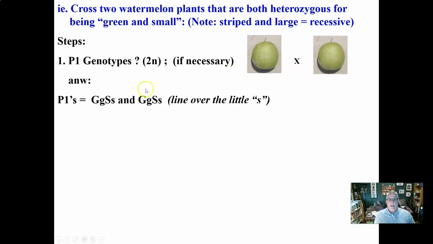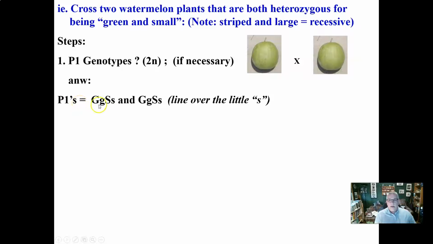So here's my scenario. Since both watermelons are heterozygous, each one is going to be big G, little g, big S, little s. Now, you have to have these in pairs. So the G's have to be in pairs, the S's have to be in pairs. Why? Because the watermelons have male and female, mom and dad seeds. So one came from the male and one came from the female of this watermelon plant. It's mom and dad. So we have to do these in pairs, right?